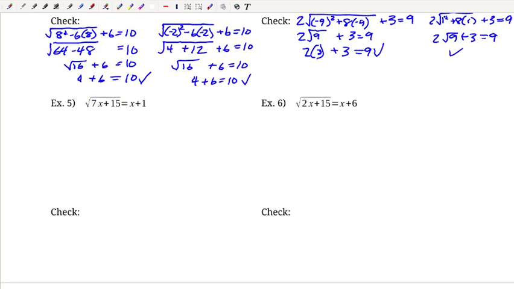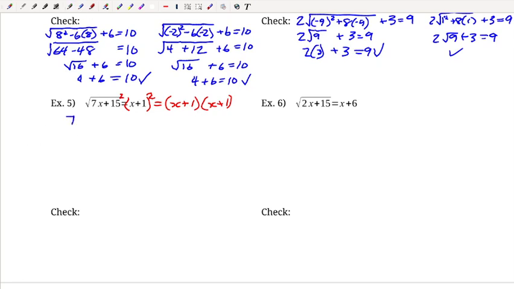Alrighty, let's keep moving. Example number 5, I've got the square root of 7x plus 15 is equal to x plus 1. Nothing annoying outside the square root to move around, so my first step is going to be squaring both sides. And when I square the right-hand side, I need to remember that this puts parentheses around it. It's not just square the x, square the 1, it's square the whole thing. What that actually means is x plus 1 times x plus 1. Remember, squared means times itself. So when I square both sides, I'm actually going to have to FOIL or double distribute the right-hand side.